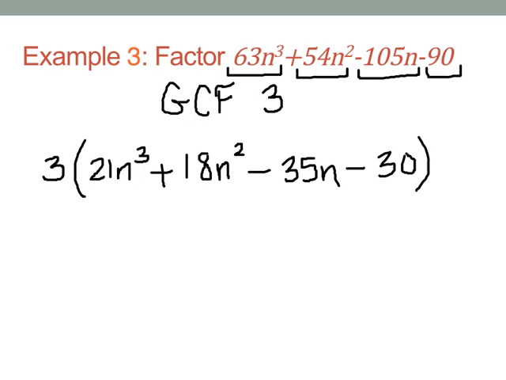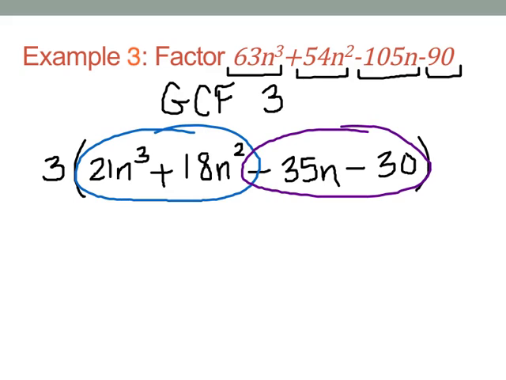Okay, hopefully you took a moment and thought about it, but you should see that these are already grouped nicely for us. 21n cubed and 18n squared. Those already do have a GCF, so we could think of those as one group. And then negative 35n and negative 30, that also has a common GCF, so we could think of that as its own group. So there's actually no need to reorder anything here, which is really nice. So let's think now, what would those GCFs be?